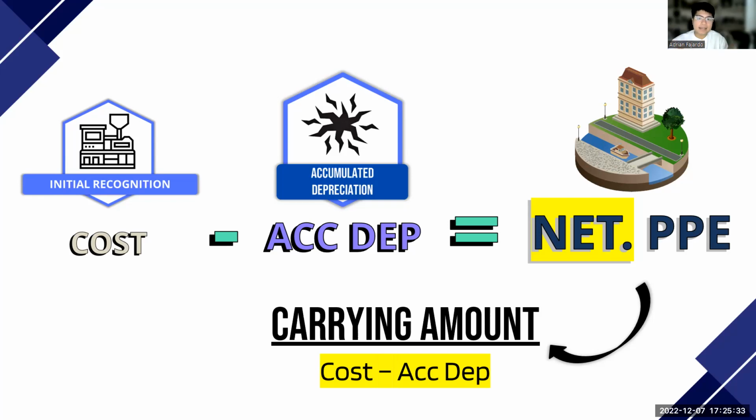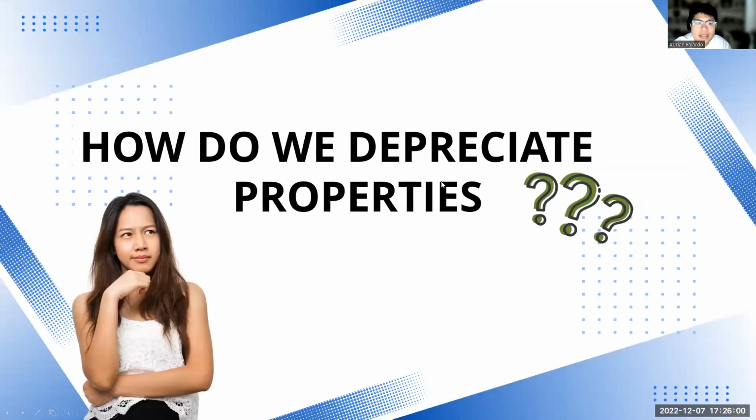Right? But in essence, again, I'll repeat, in your problems, in your exercises, tatanungin lang sa inyo, what would be the carrying amount in year 7? All I have to do is, okay, what's the cost of my equipment? What is my accumulated depreciation on year 7? So, cost minus the ACDEP in year 7 is equal to my carrying amount in year 7. Ganun lang. Now, the complication is, how do you solve for your ACDEP, right? So, the question is, how do we depreciate properties?